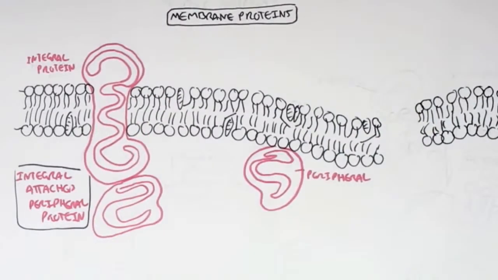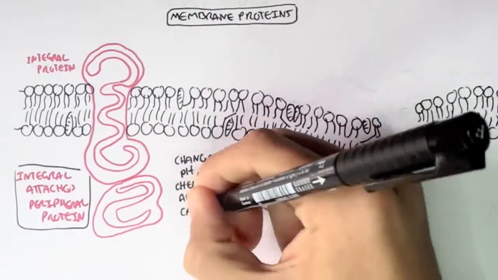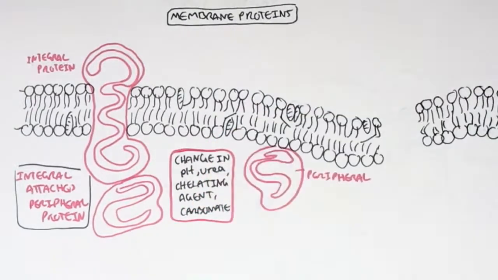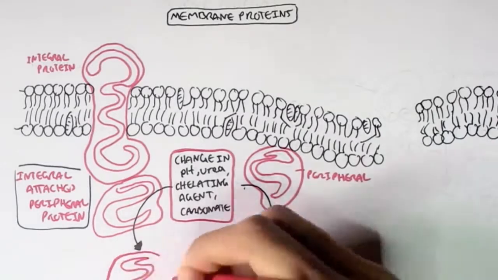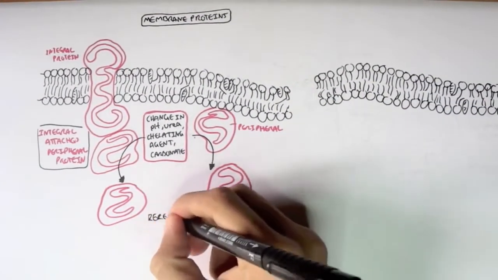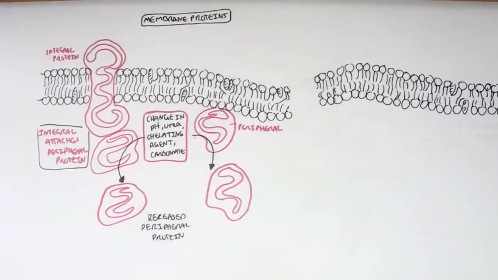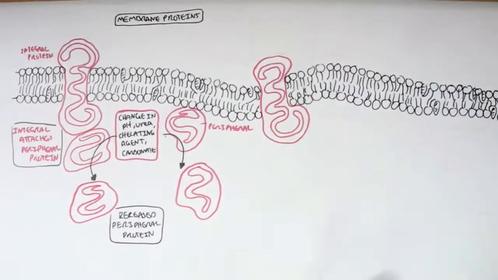Now, what causes peripheral proteins to detach, to basically break off the membrane? Well, changes in pH, urea, chelating agents, and also carbonate can cause peripheral proteins to dissociate and basically be released from the membrane lipids. This does not occur for integral proteins. Integral proteins respond to something else.